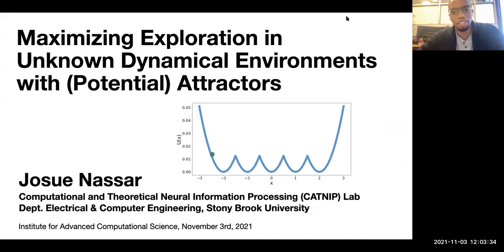And so we'll go over the talk, which is titled Maximizing Exploration in Unknown Dynamical Environments with Potential Attractors.